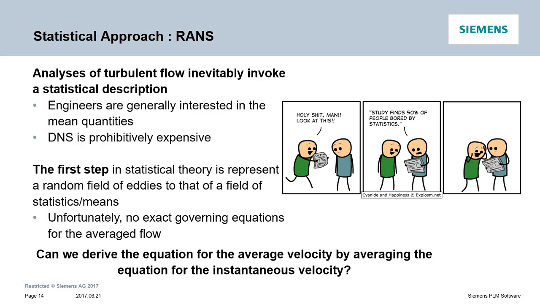One might imagine that an equation for the average velocity could be obtained by averaging the equations for the instantaneous velocity, but that would work perfectly fine if these equations were linear. But Navier-Stokes equations are non-linear. But since we want to work with these mean quantities and average flow, we desperately need these equations. So we try it out anyway. So let's see what happens when we average the governing equations.